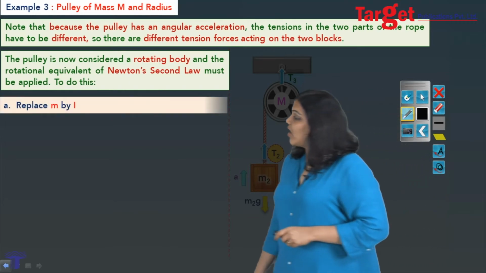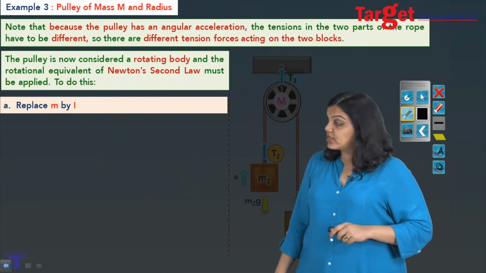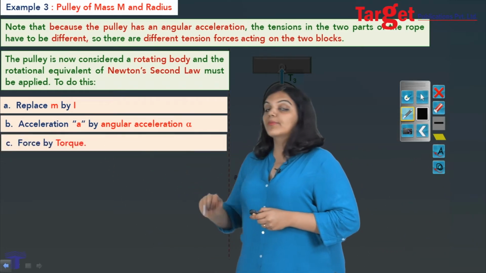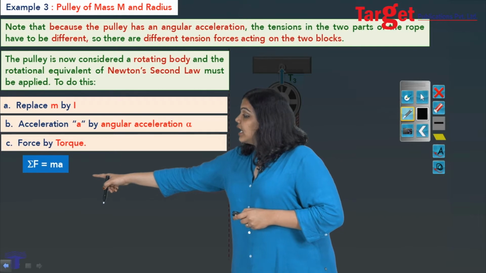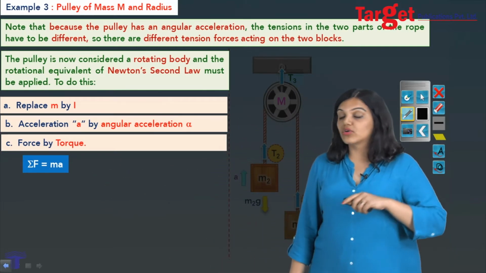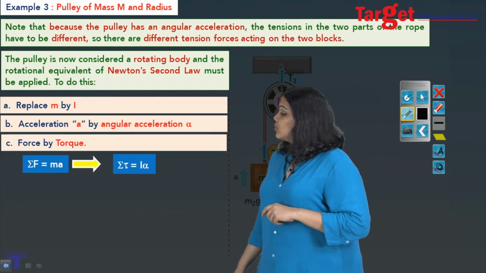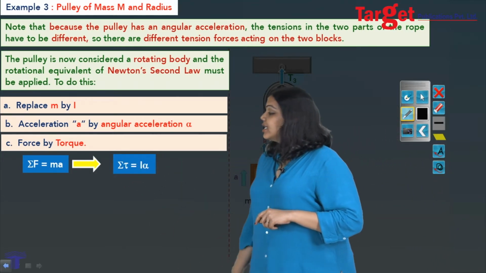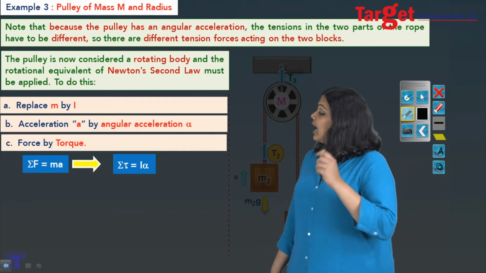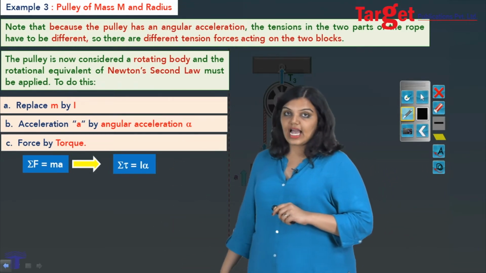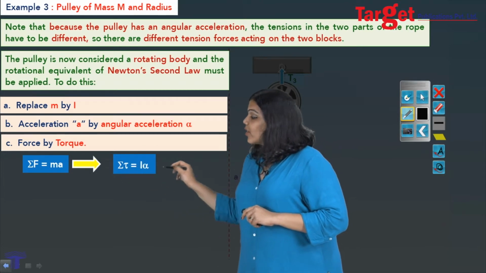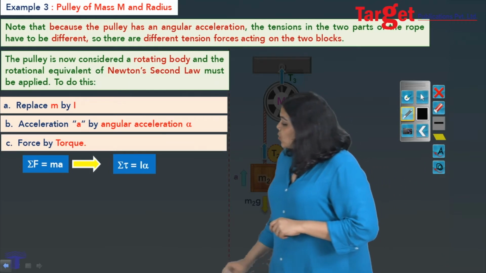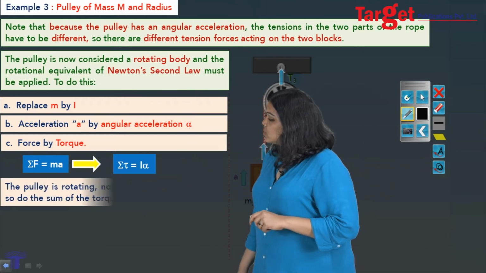And to do that, all you have to do is replace the mass by the moment of inertia, replace the acceleration by the angular acceleration alpha, and finally replace the force by torque. Therefore F is equal to ma, that is total force is equal to ma, is replaced, and you will get total torque is equal to I alpha, where this is the sum of the torque, I is moment of inertia, alpha is angular acceleration. And this is the new equation that you will have to apply to a pulley when it has a mass m. So we know sum of torque is equal to I alpha.